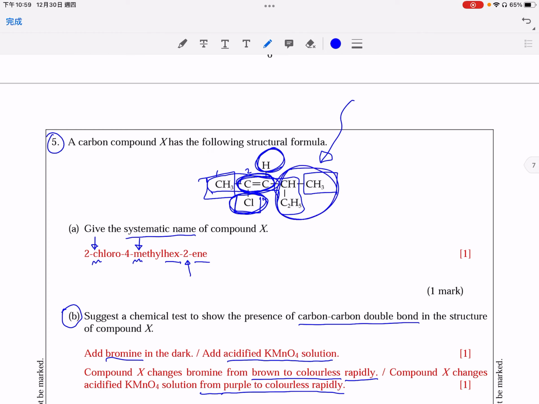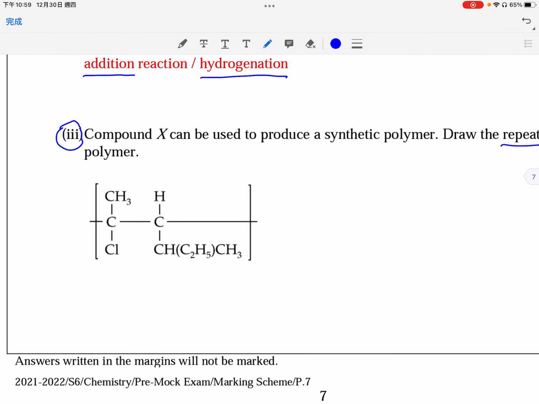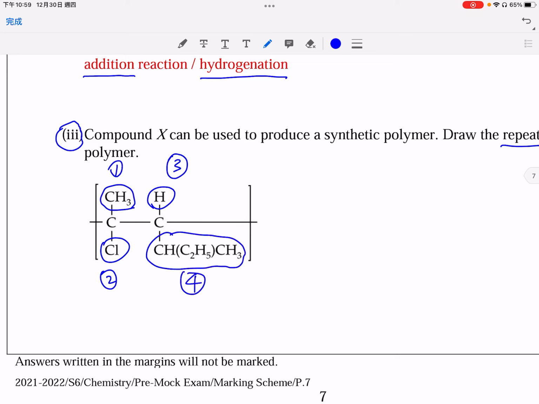So what I just put down is number 1, number 2, number 3, number 4. So these 4 groups should be drawn like this: 1, 2, 3, and 4 in such a pattern.